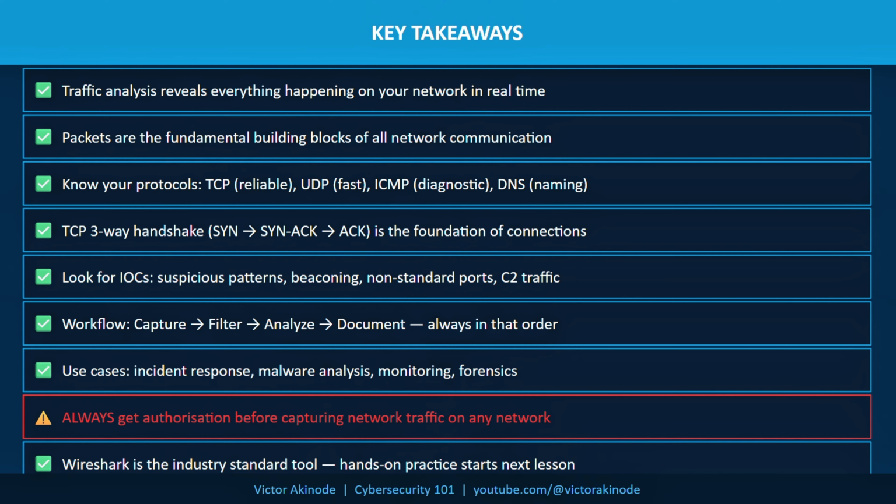That's all for this lesson. But before we go, I have a question for you, which is a challenge question. The question is, what are the 4 steps involved in the network traffic analysis workflow? I'll say it again. What are the 4 steps involved in the network traffic analysis workflow?